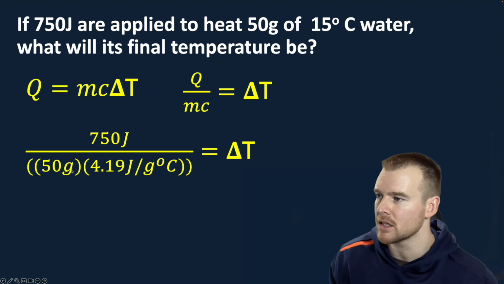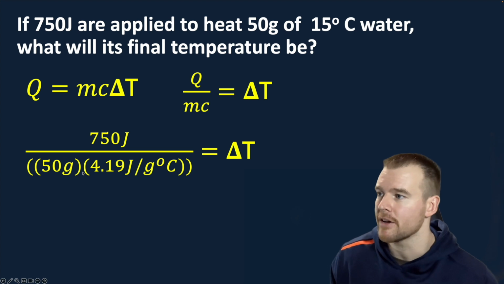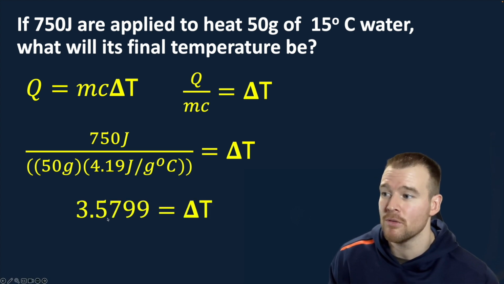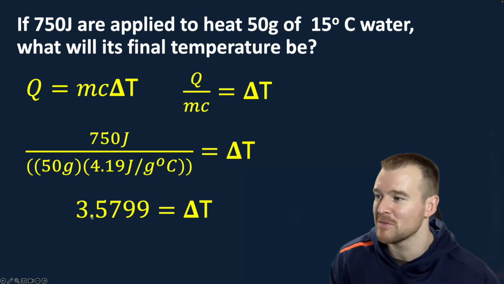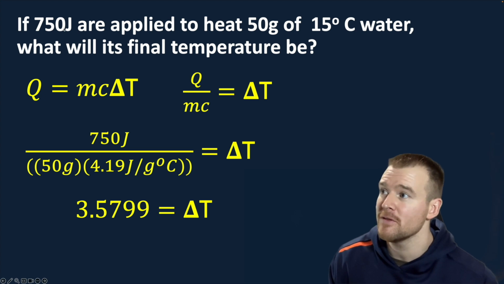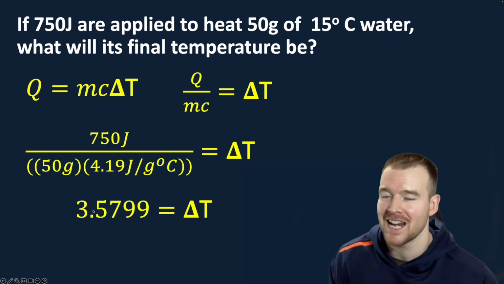I know the units make it look a little messy, but 50 times 4.19, that's the number we need to divide by. So make sure you put double brackets around that. So we divide by that entire thing in your calculator. What we get for a change in temperature is just 3.5799, lots of decimals, but just around 3.5 degrees. Even though we applied 750 joules, remember water takes a lot to heat up, so you only get about 3.5 degree change.